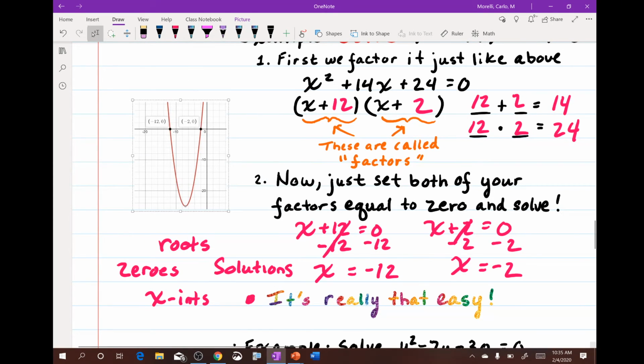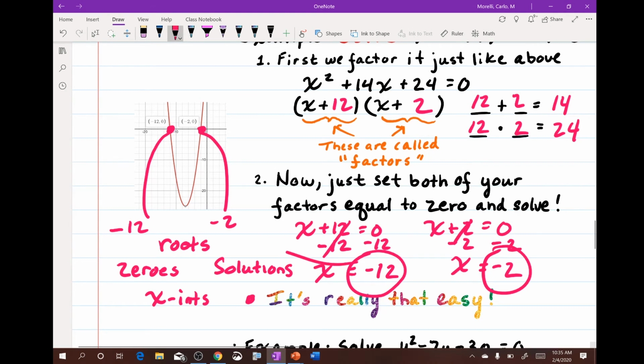Okay, look. Do you see the correspondence now? These are the x-intercepts. Negative 12 and negative 2. This is one x-intercept. There's the other x-intercept. That's how you solve the quadratic.